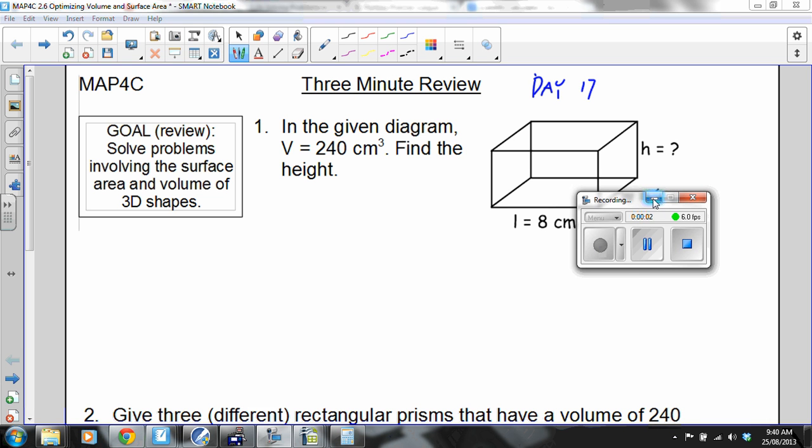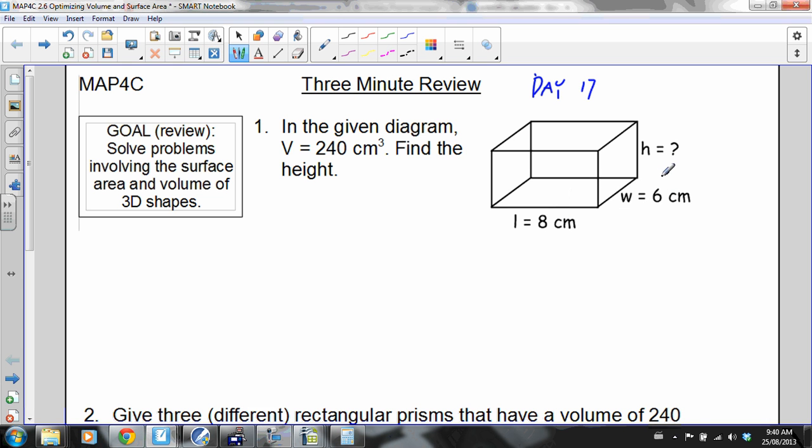This is MAP4C, day 17. The lesson is 2.6, optimizing volume and surface area. The goal in the 3-minute review is to solve problems involving the surface area and volume of 3D shapes.